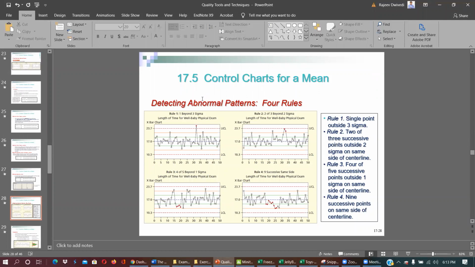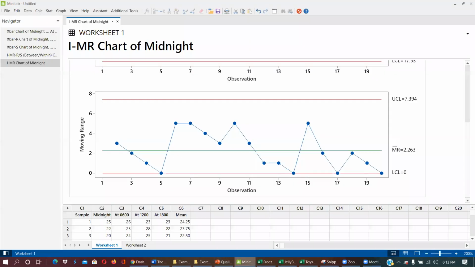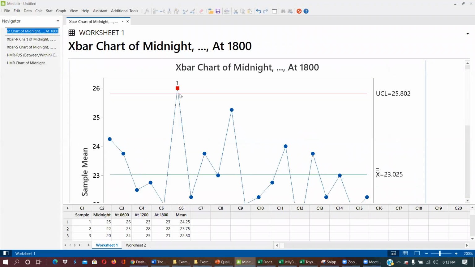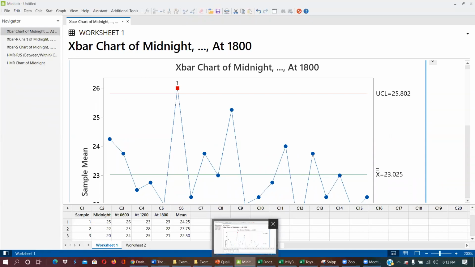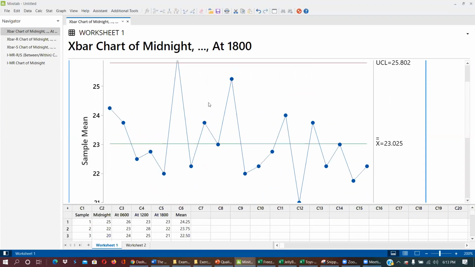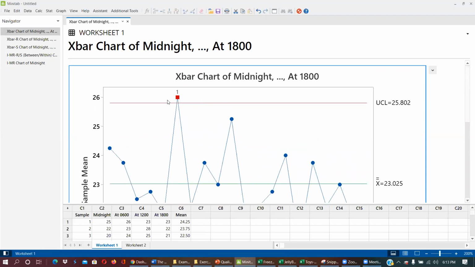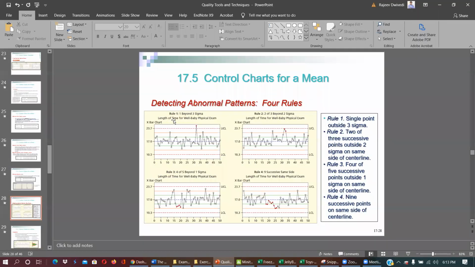Detecting abnormal patterns, and there are 4 rules for how you can detect. Rule number 1, beyond 3 sigma. This is what we have just seen, in our case, this is beyond 3 sigma, which is this. So this is rule number 1 that is applicable in this chart. Only this rule is applicable, which is only one item out of 3 sigma. This is the first case.